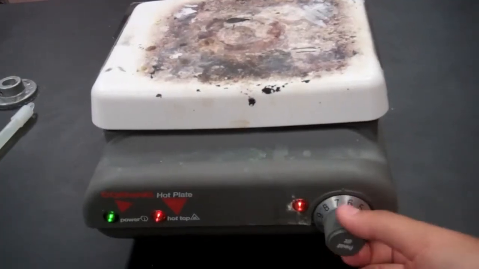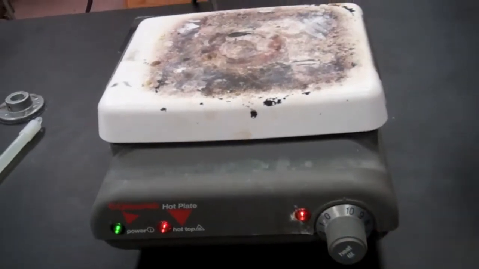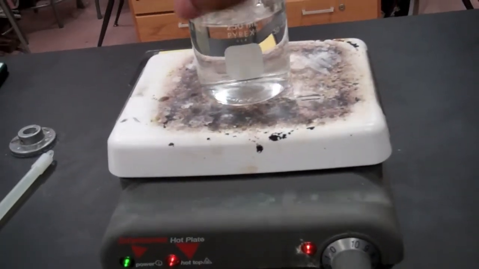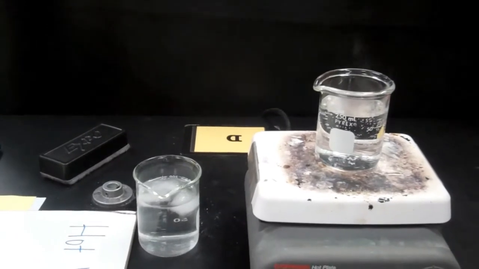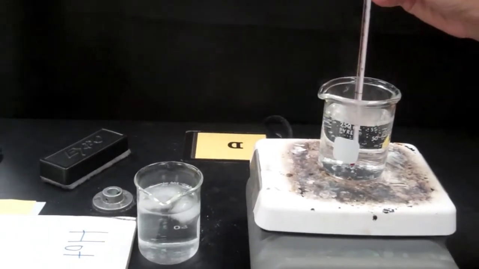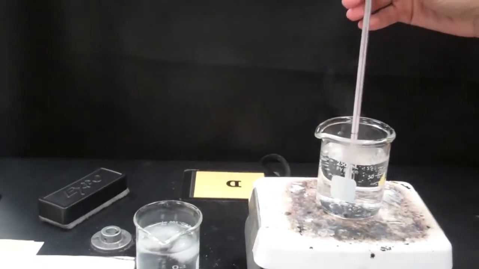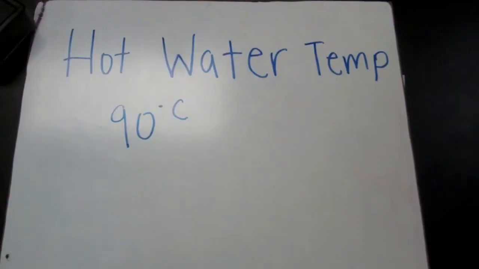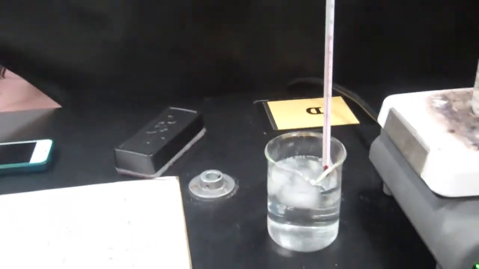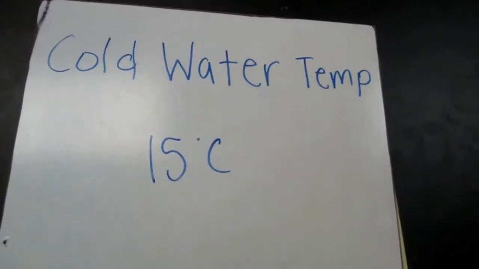Turn the hot plate on high, and then place 250 milliliters of water on the hot plate. Fill another beaker with 250 milliliters of ice water. Once the water came to a boil, we took the temperature of the hot water and then the temperature of the cold water. The hot water was 90 degrees Celsius and the cold water was 15 degrees Celsius.